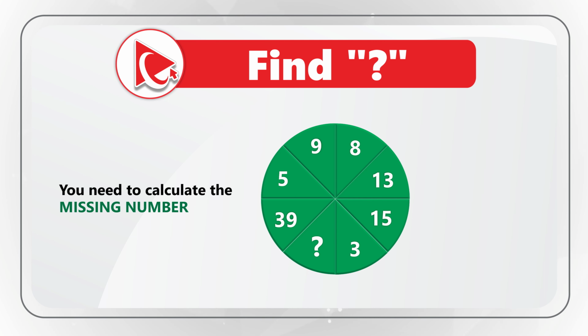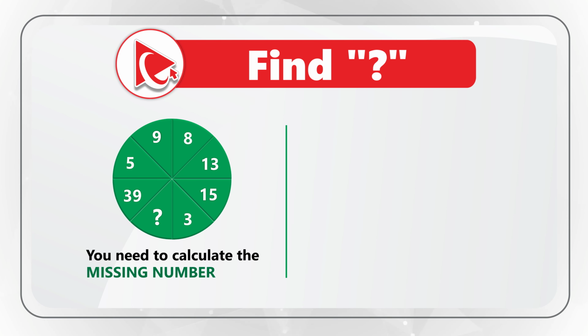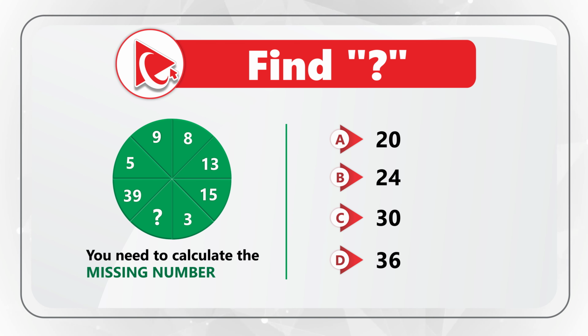You need to calculate the missing number out of 4 possible choices. Choice A, 20. Choice B, 24. Choice C, 30, and choice D, 36. Take a close look, maybe pause this video to see if you can calculate the solution.